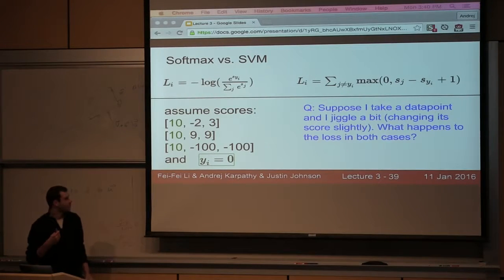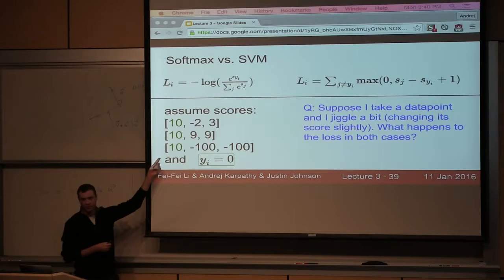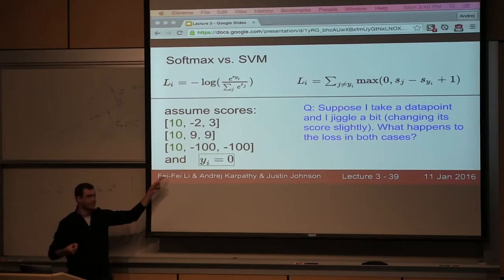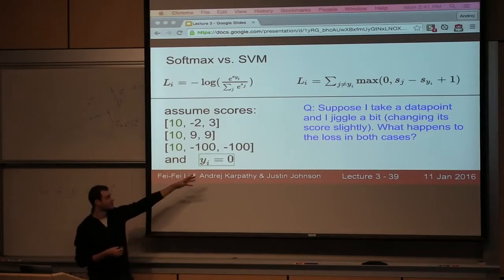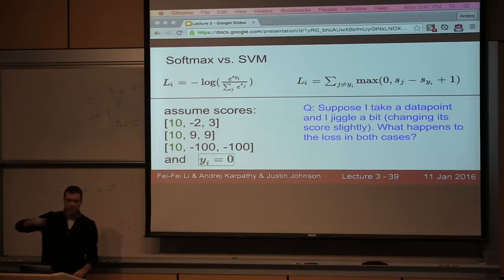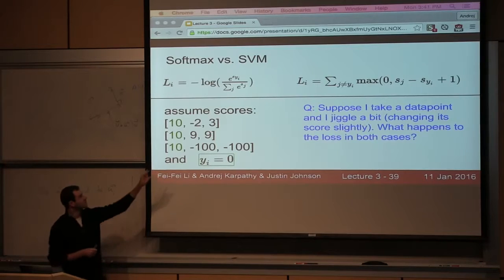And now just think about what these losses tell you about how desirable these outcomes are in terms of that W. In particular, one way to think about it, for example, is suppose I take this data point, the third one, 10, negative 100, negative 100, and suppose I jiggle it. Like I move it around a bit in my input space. What is happening to the losses as I do that?